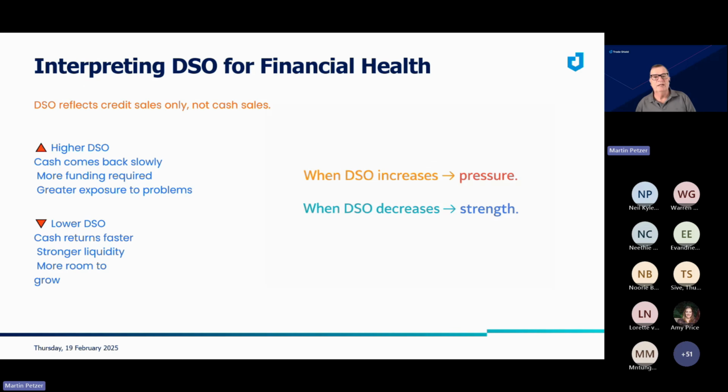Interpreting DSO for financial health. A high DSO: cash comes back slowly, more funding required, greater exposure to problems. When DSO increases, there's pressure on your business. Lower DSO: cash returns faster, stronger liquidity, more room to grow.